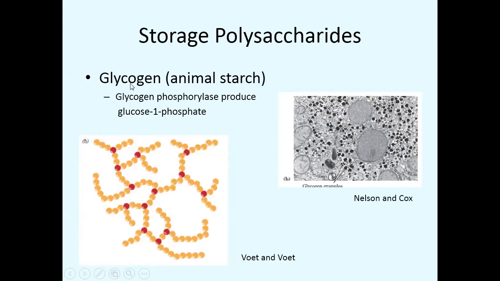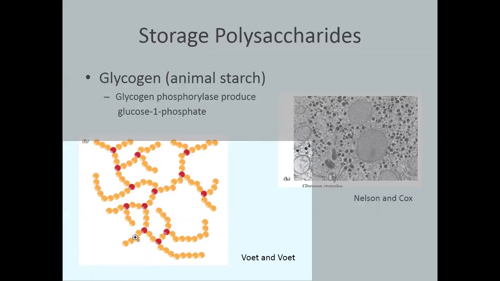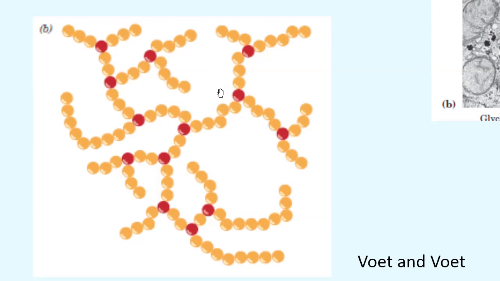Glycogen is a storage polysaccharide in animals. It has a structure similar to starch. Sometimes it is also called animal starch. Glycogen is also made up of alpha-1, 4 glycosidic linkages between alpha-glucose monomers. Glycogen has an extensive network of branching. The branch points have alpha-1 to 6 linkage. However, glycogen is much more branched as compared to amylopectin.